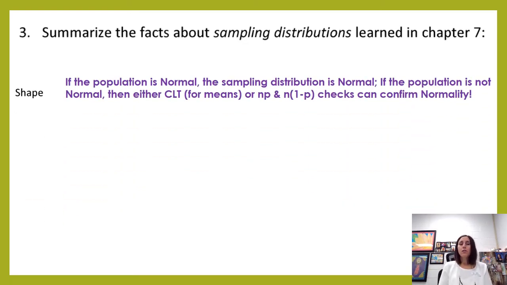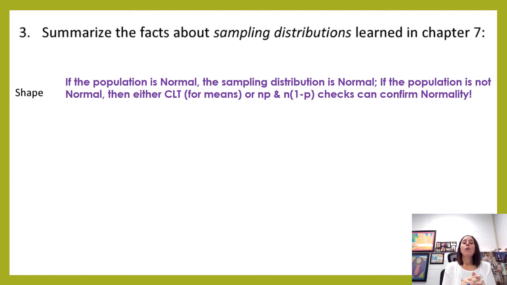There are two different categories. Well, first of all, maybe you're told that the population is already normal, and then you don't have to do anything else. And then normal is automatically satisfied. If you're not told that the distribution is normal, you have to look for your sample count for means, or you have to do a calculation for proportions. We're going to get into that in class.